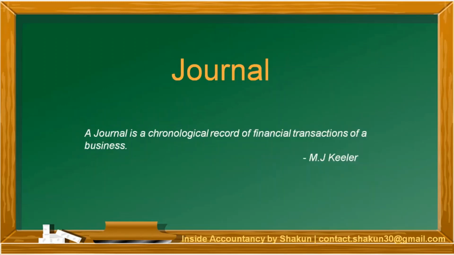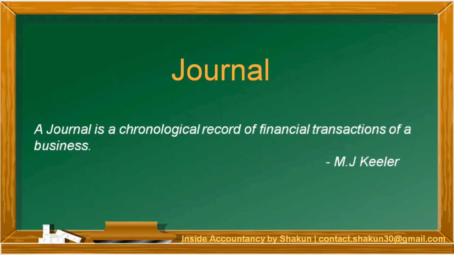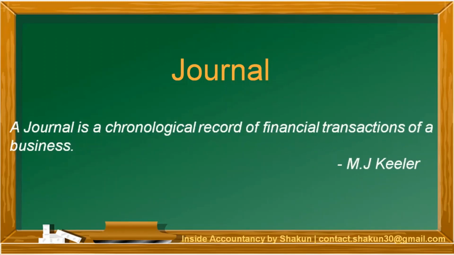Journal, as I've already explained in my previous video, is a chronological record of financial transactions of a business. So basically, the business transactions which are financial in nature are recorded in sequence as and when they occur into the books of records, books of accounts, and the book of original entry, that is journal. So journal is the first book where any financial transaction is recorded as and when it occurs.